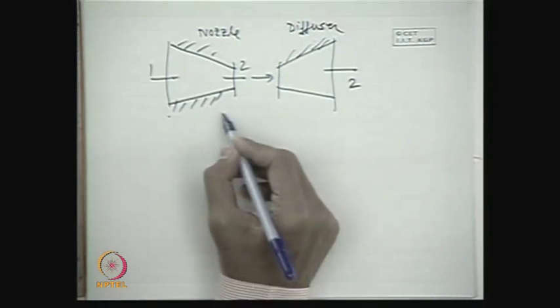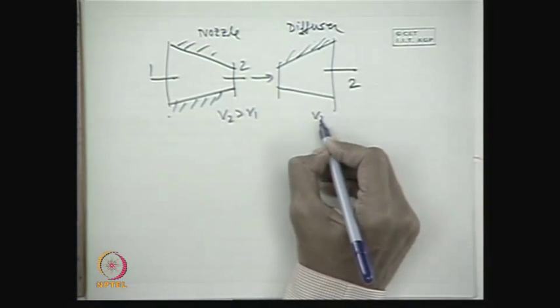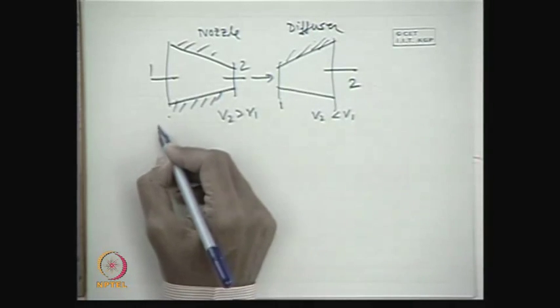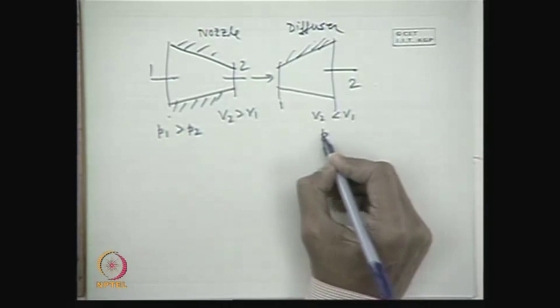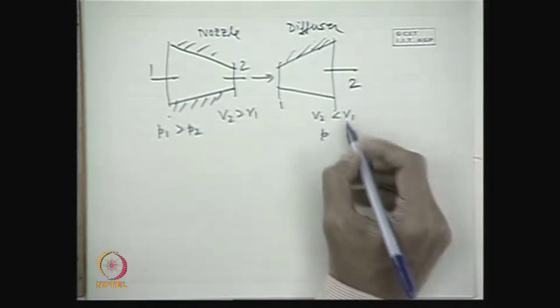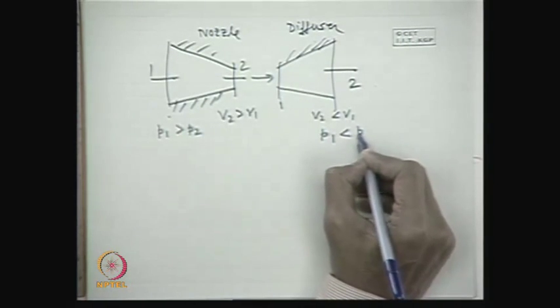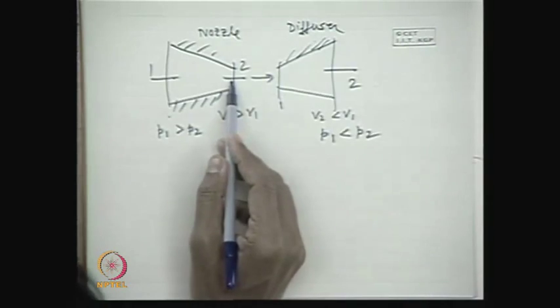Here what happens? In the nozzle, V2 is greater than V1, and in the diffuser, V2 is less than V1. Similarly, in the nozzle P1 is greater than P2, and in the diffuser P1 is less than P2. So, in the diffuser pressure increases and velocity decreases; in the nozzle pressure decreases and velocity increases.